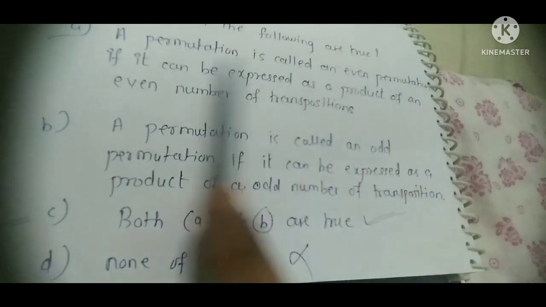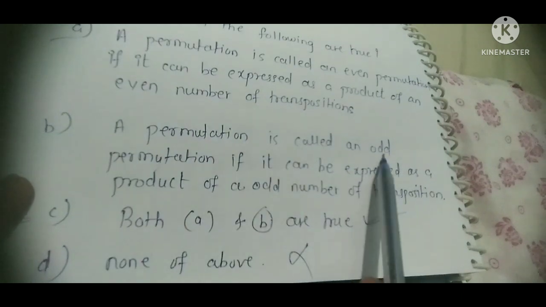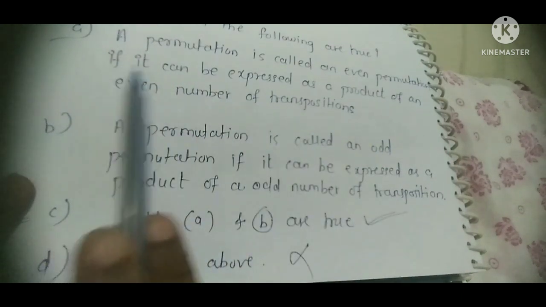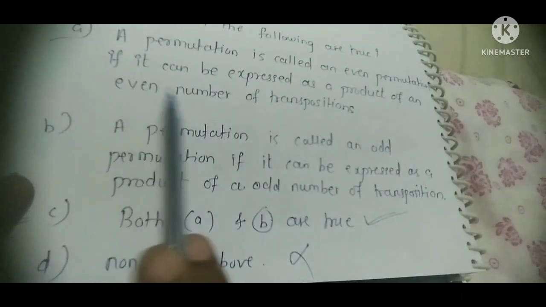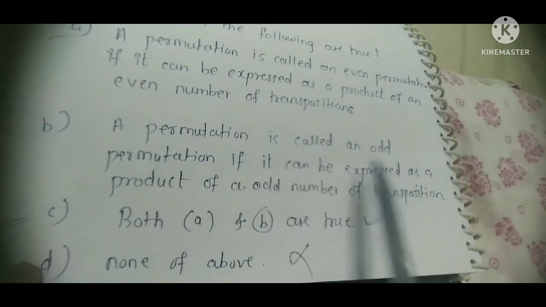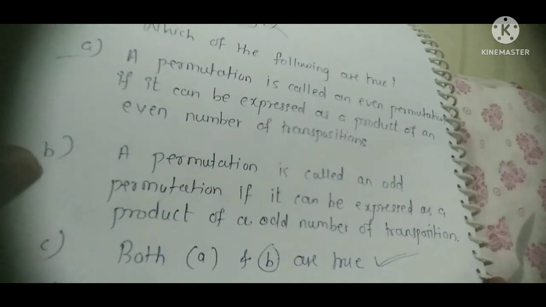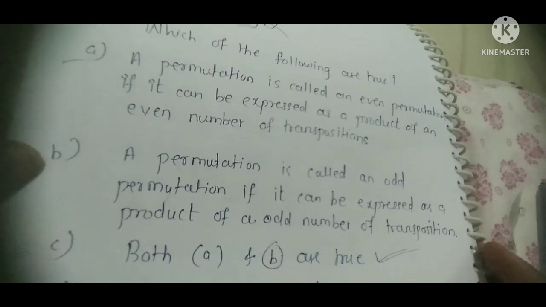We can express an even permutation as a product of an even number of transpositions, and we can express an odd permutation as a product of an odd number of transpositions. Remember these two statements, very important statements.